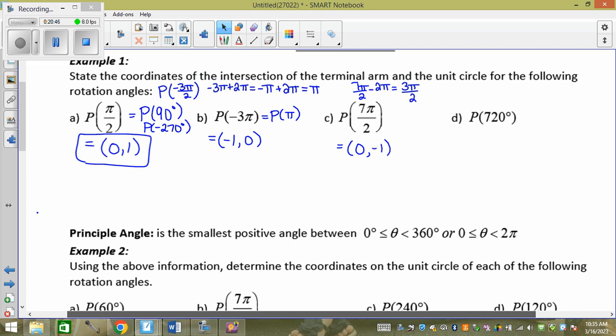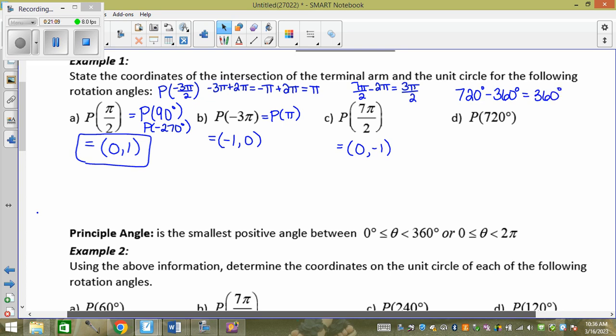720. Too big? Too small? Your circle goes from 0 to 360. So is it too big or too small? Way too big. So we are going to take 720, and we're not going to subtract 2 pi. What are we going to subtract? 360, because it's in degrees. And that gets us 360 degrees.